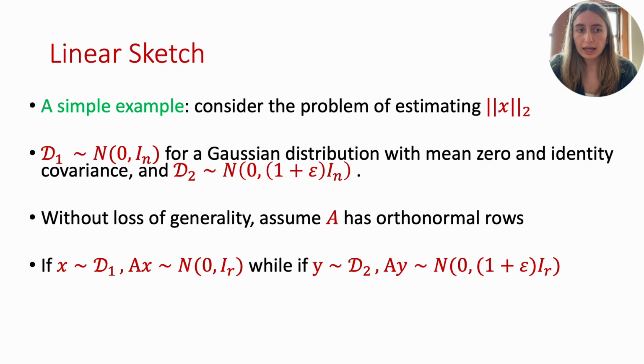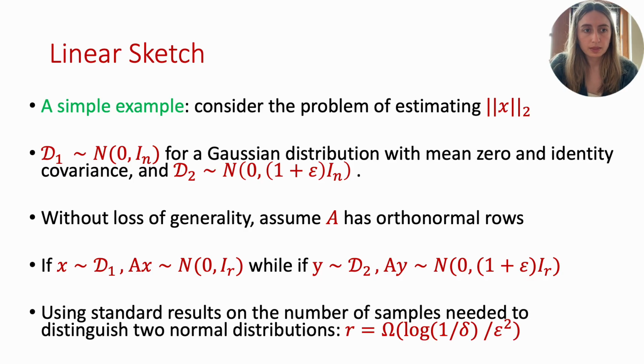So if we now sample x from D1, then because of rotational invariance, A times x is also distributed as a standard Gaussian with identity covariance in the r-dimensional space. And if I sample y from D2, I get that Ay is distributed as a Gaussian with (1 plus epsilon) times identity covariance in the r-dimensional space. And now at this point, using standard results on the number of samples needed to distinguish two normal distributions, we know that the dimension needs to be at least log(1/delta) divided by epsilon squared.